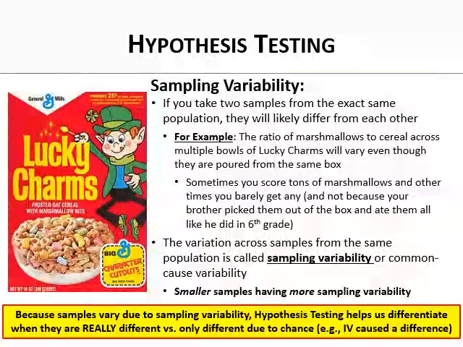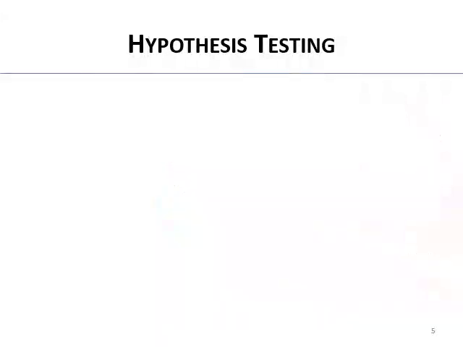So because samples vary due to sampling variability, we do hypothesis testing. Hypothesis testing helps us differentiate when samples really differ from each other or they're only different due to chance. So you expect things to not be exactly the same, but is the difference you see just like one extra red Skittle, or is it a real difference? That's the whole idea of hypothesis testing.